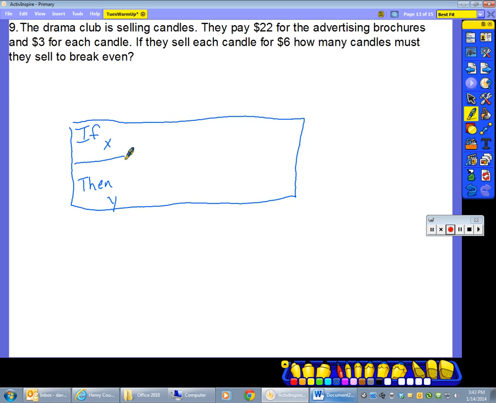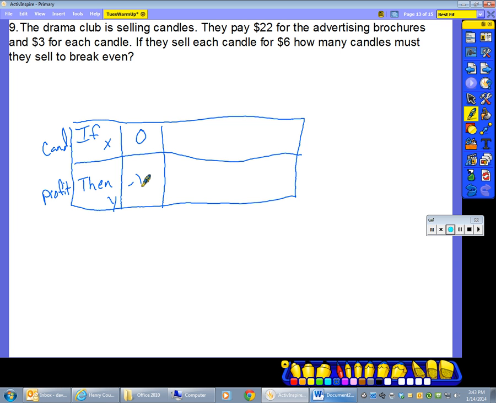So in this case, in my if-then table, my X represents how many candles I sell, and my Y represents what my profit is. If I sell candles, then I'm going to have a certain profit. If I sell 0 candles, what's my profit going to be? Someone in here help me out. What do you think, Andy?